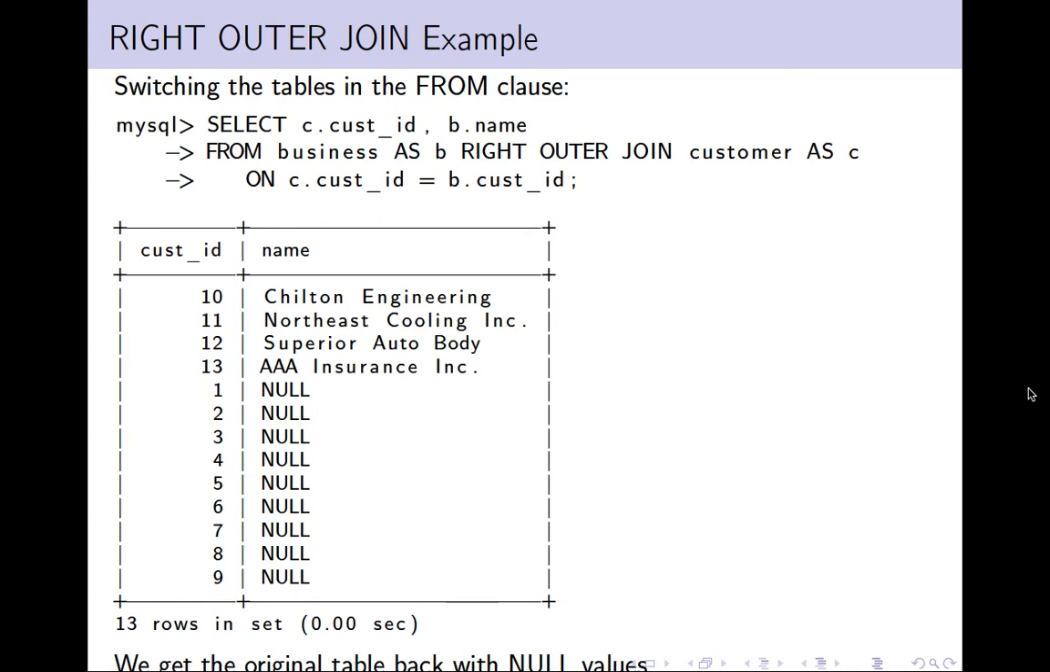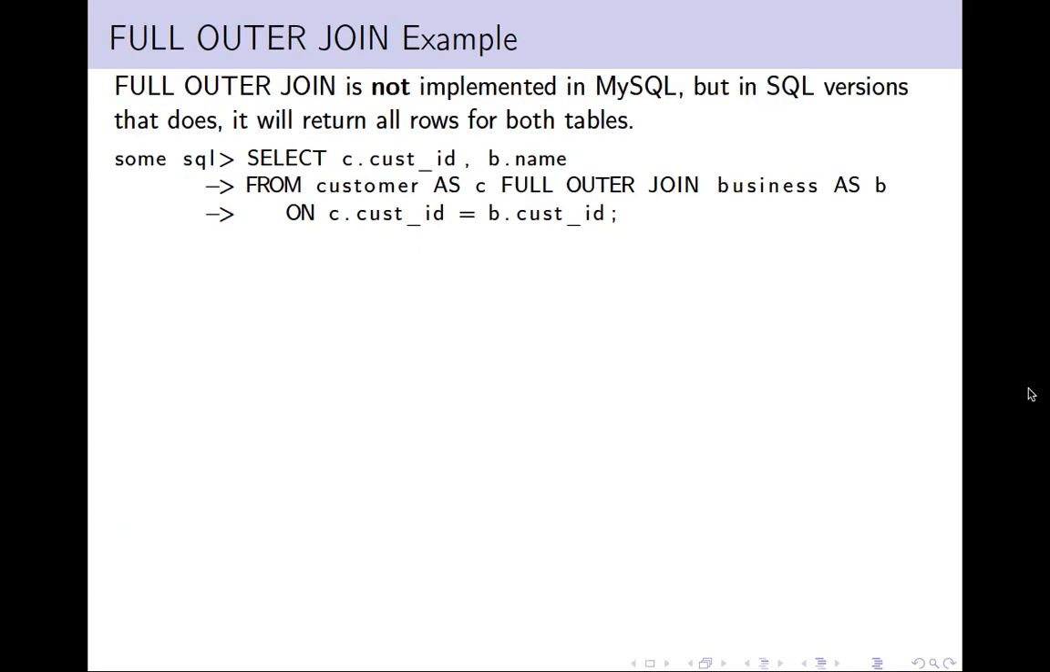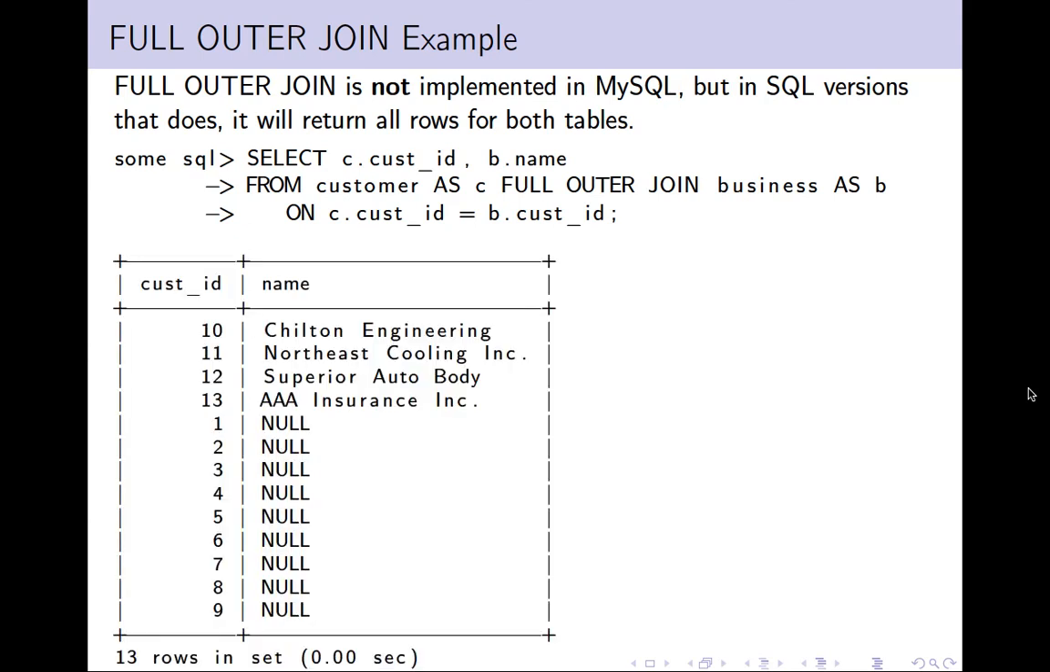Full outer join. Unfortunately, it's not implemented in MySQL, which is basically what I was using. But if we do the exact same thing, we would basically get all values, all rows for both tables.